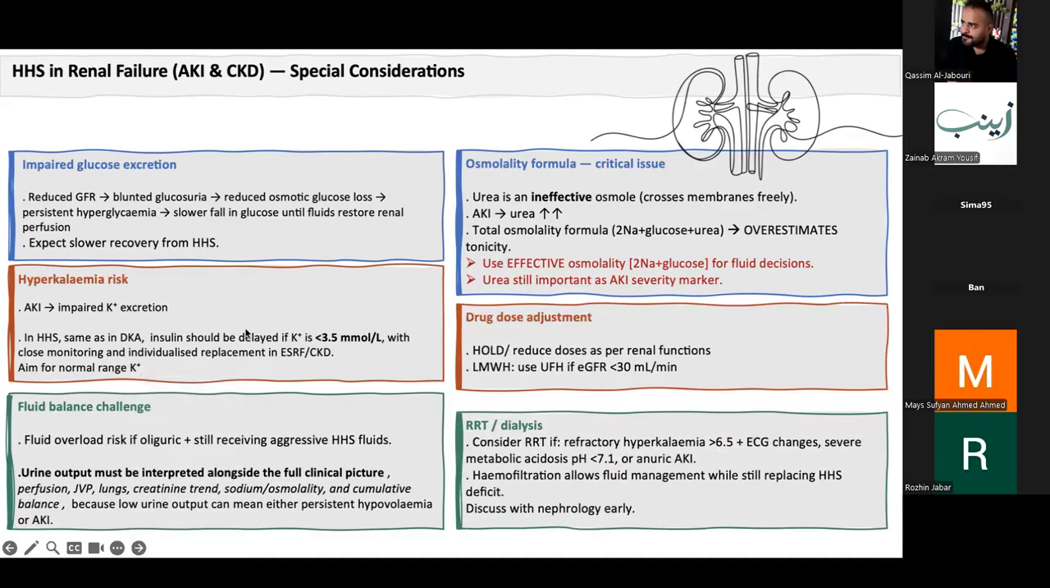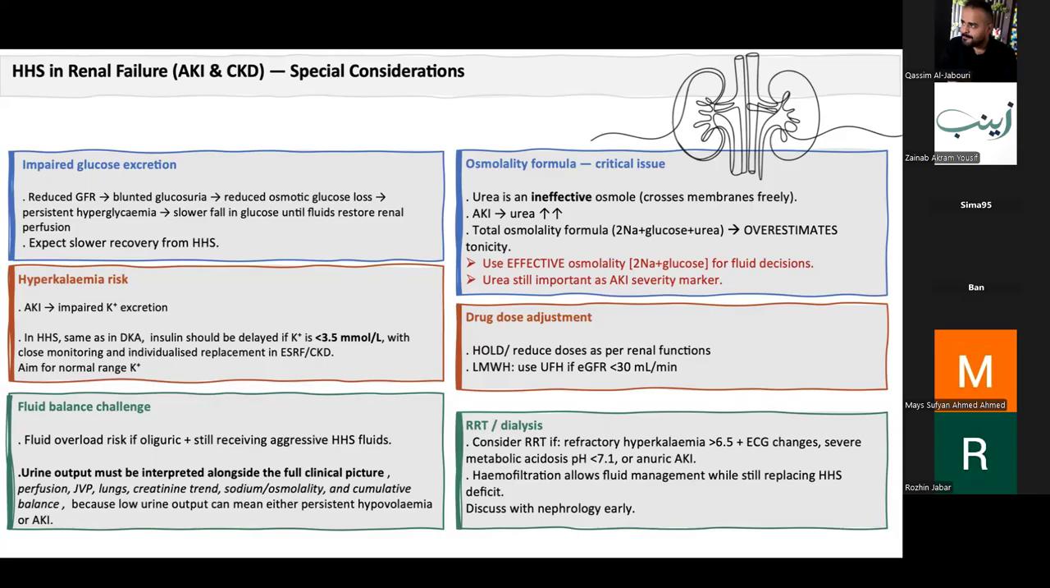Of course, if they are on any medications that are nephrotoxic or may lead to complications, like metformin that leads to lactic acidosis, you need to stop it and introduce it later on if the eGFR is safe to do that. And like any other patient, they will require VTE prophylaxis, but you need to choose your anticoagulation based on the eGFR level.